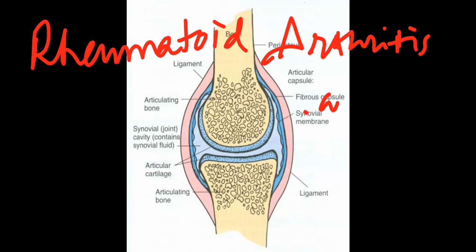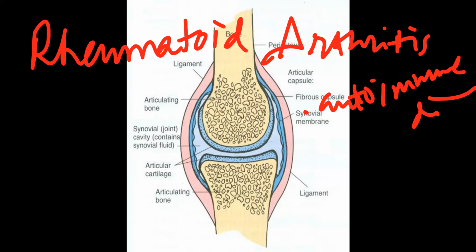An autoimmune disorder, the one in which antibodies damage this membrane. Which membrane is damaged by the antibodies? Synovial membrane. The synovial membrane at your joint is being damaged by the antibodies in such an autoimmune disorder. This causes inflammation of the joint.